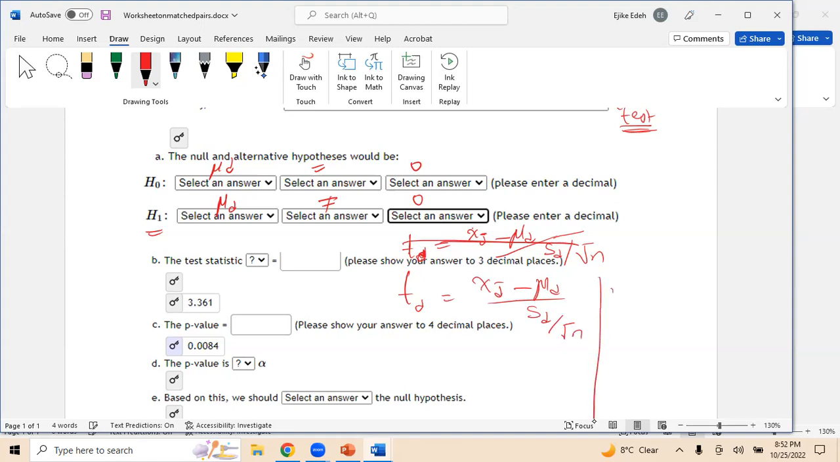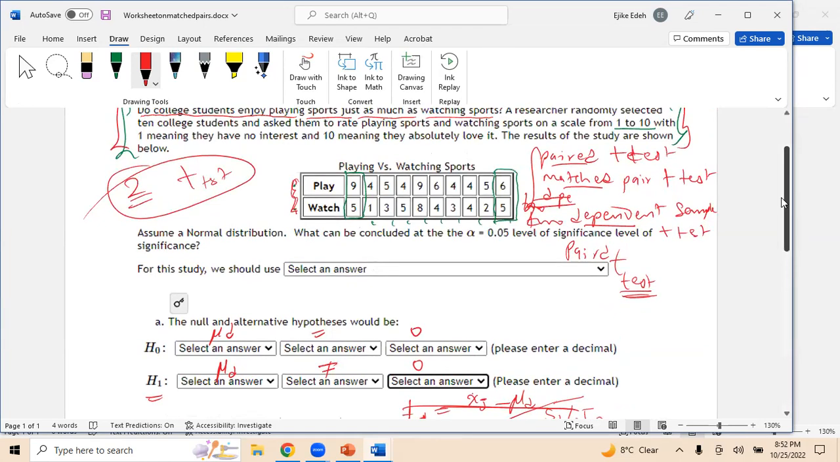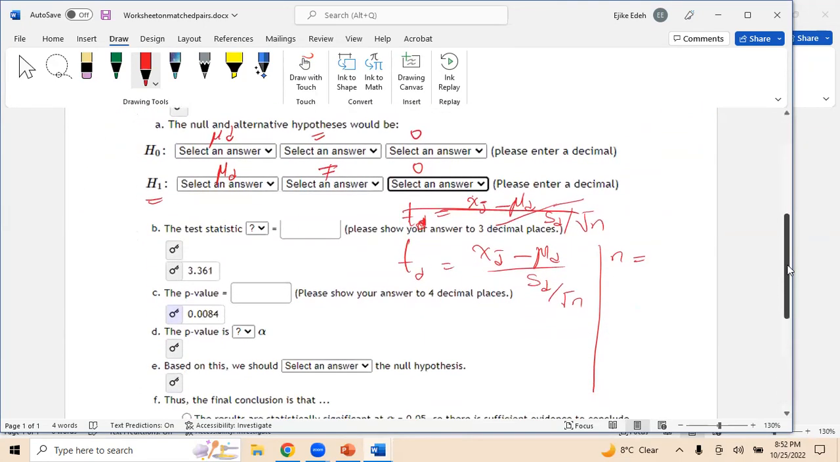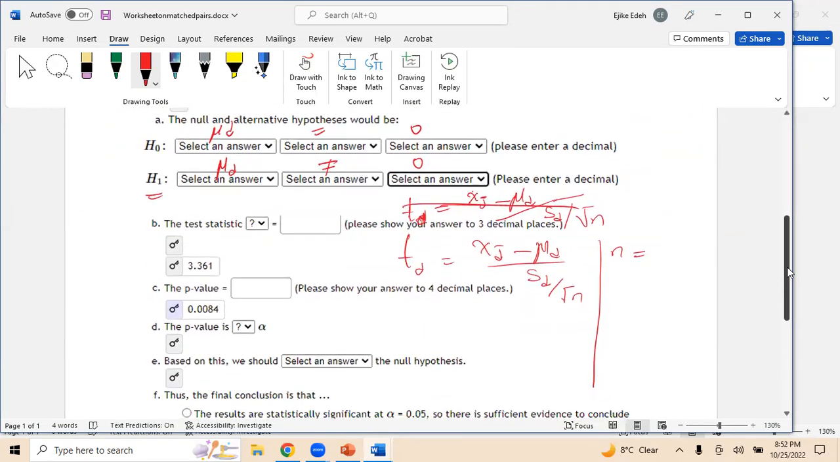So essentially you need n, and we know what n is, the sample size, how many people were surveyed. If you look at your data here, there are 10 of them, right? Each person having 2 data points, by watch and play. So we have 10 here. Okay, so we already got this taken care of.